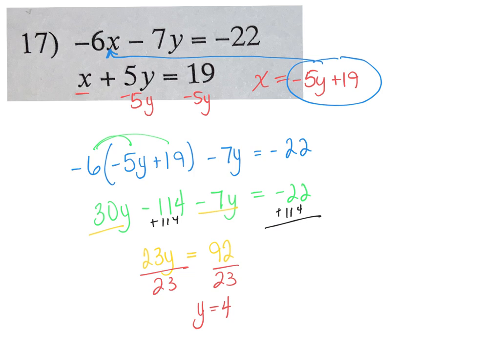All right, once you know y, you can plug it back in right here. And we could just say x equals -5 times 4 plus 19. So -20 plus 19, x is going to equal -1. So my answer here is -1, 4.